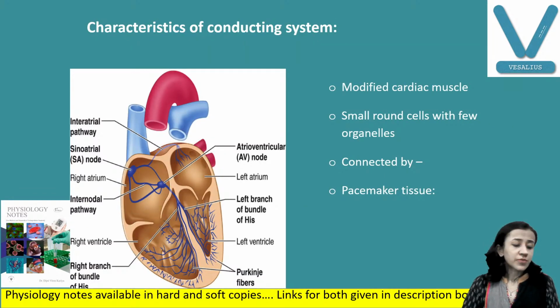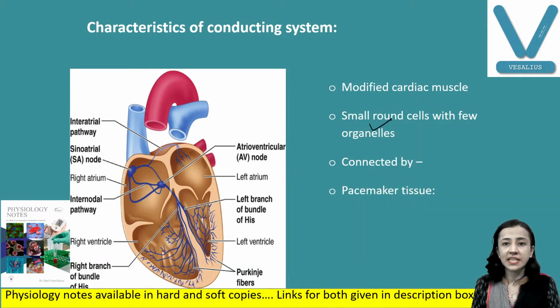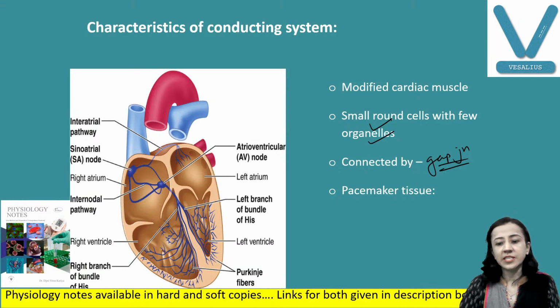Then what are the characteristics of conducting system? Conducting system consists of modified type of cardiac muscle cells. These cells are small rounded cells with very few organelles, and they are connected by gap junctions. Pacemaker tissues are the parts of the heart from which rhythmic impulses are generated, and they are SA node, AV node, bundle of His, then Purkinje fibers. These all are our conducting as well as pacemaker tissue.